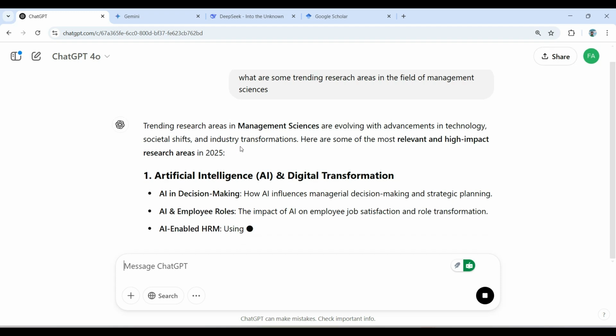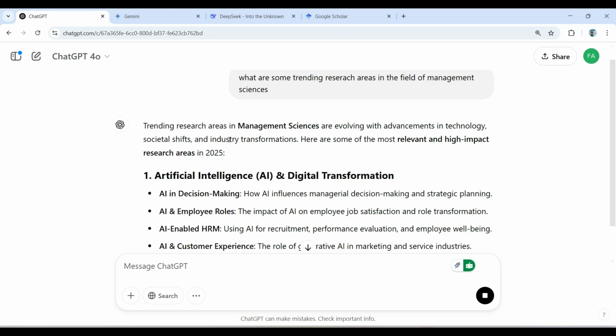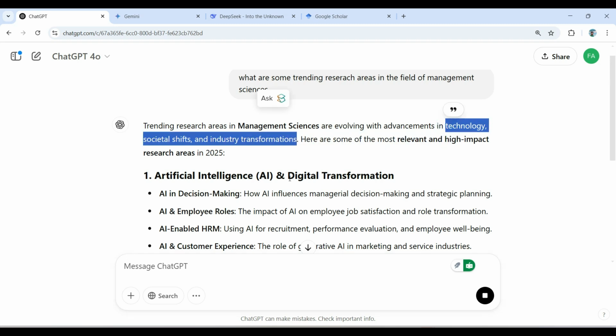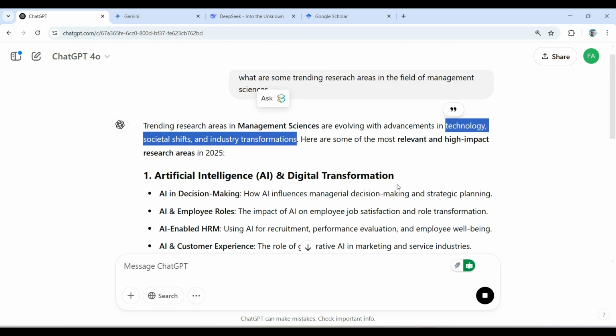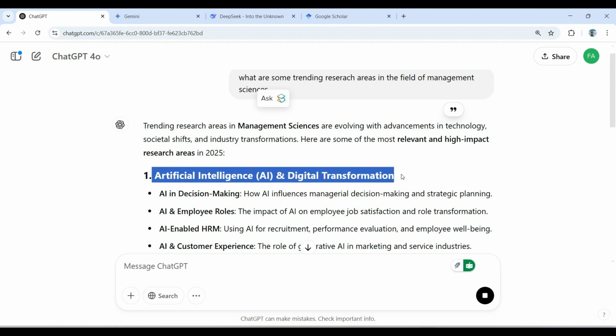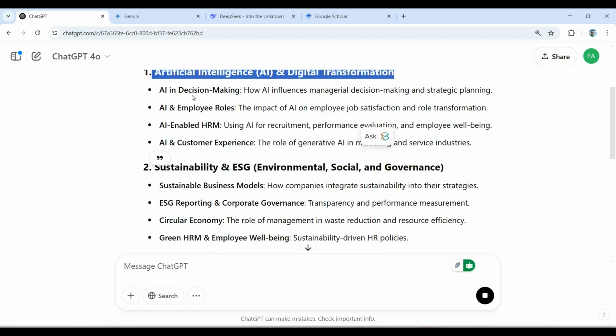So trending areas in management science involve advancement in technology, societal shift, and industrial transformation. So it has already pinpointed that technology and industry transformation are important aspects. Artificial intelligence and digital transformation. Now these are the main topics. There are subtopics. It has also given not topics, in fact, but a domain.